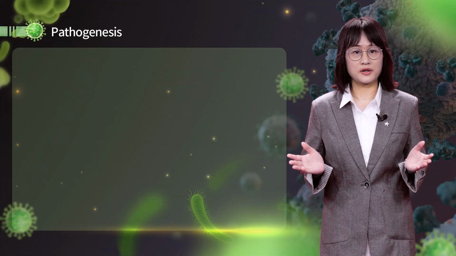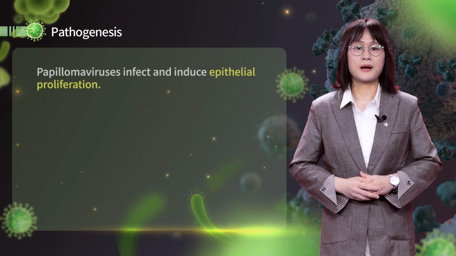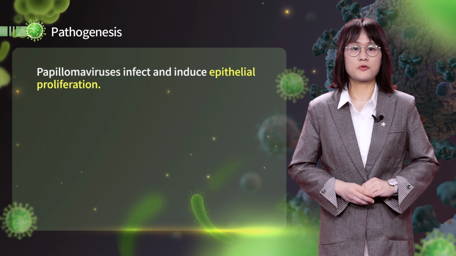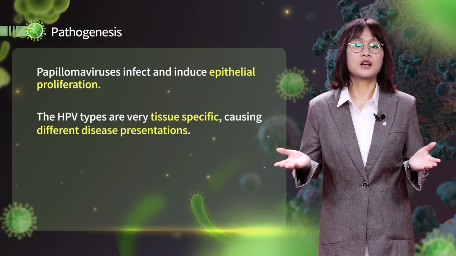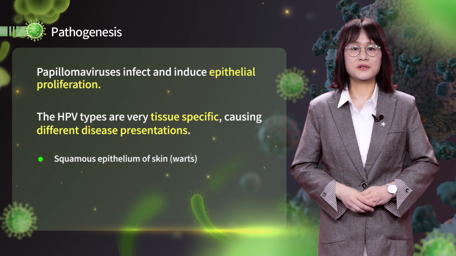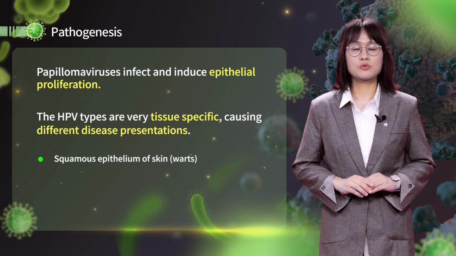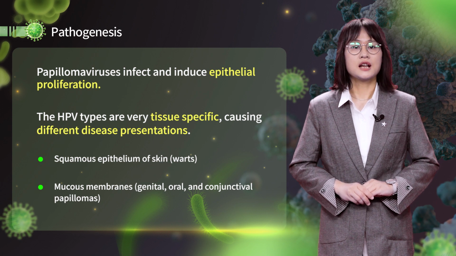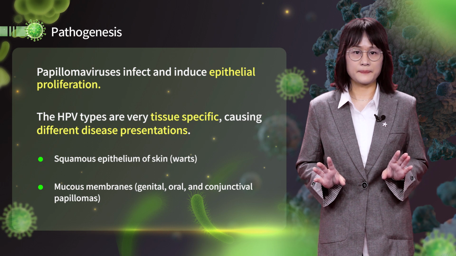What are the consequences of HPV infection and replication? Infection by papilloma viruses induces epithelial proliferation. The HPV types are tissue-specific, causing different disease presentations. The cutaneous squamous epithelial infection can lead to warts, while a mucous membrane infection results in genital, oral, and conjunctival papillomas.